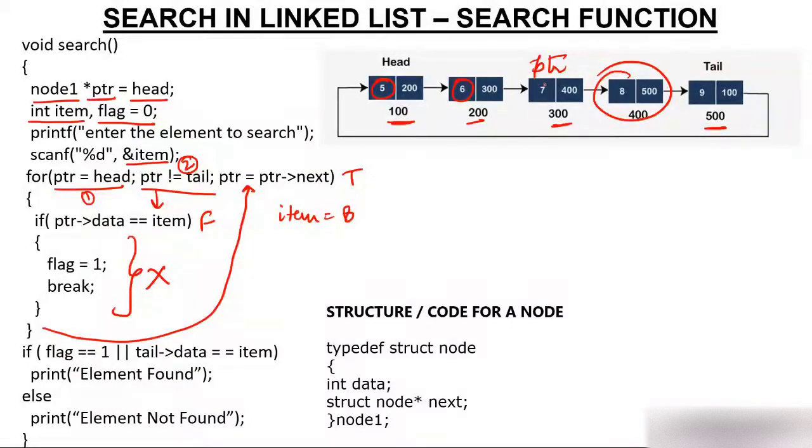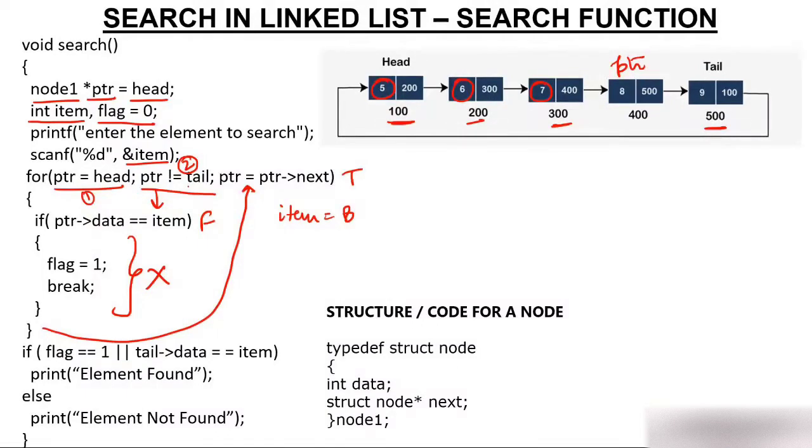I'll again come inside and check PTR data. What is PTR data? 7. Is PTR data equal to item? No, 7 is not equal to 8. The condition became false. I'll not move inside the if block. I'll again increment PTR. PTR will have PTR next. What is PTR next? 400. So PTR will come to 400. Fine.